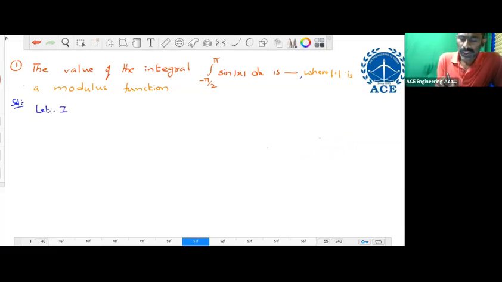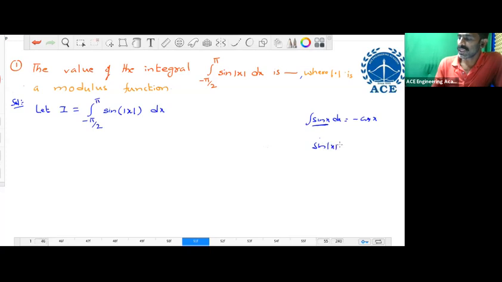Let I equal to the integral from minus pi by 2 to pi of sine of mod x dx. Evaluate this integral. Already we know the integral of sine x dx is equal to minus cos x. So we have this integral formula only for sine x, not for sine of mod x. We don't have the integral of sine of mod x formula.